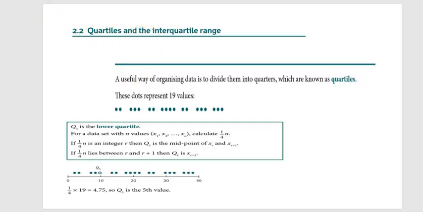Quartiles and the interquartile range. So let's look at quartiles and the interquartile range. This is a very useful way of organizing data. We divide data into quarters, which are known as quartiles. This dot represents 19 values, and you can count them: 1, 2, 3, 4, 5, 6, 7, 8, 9, 10, 11, 12, 13, 14, 15, 16, 17, 18, 19. These are 19 values.